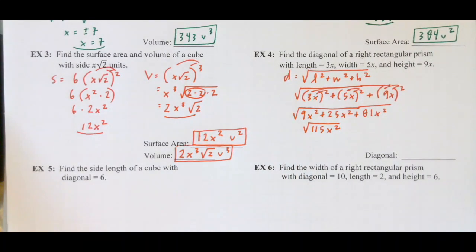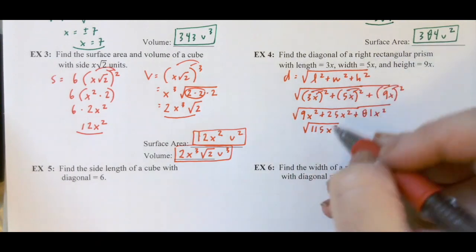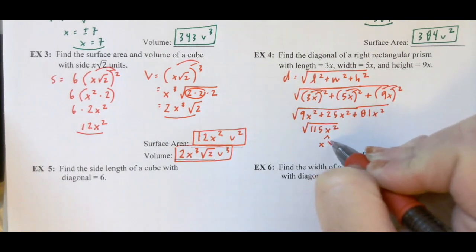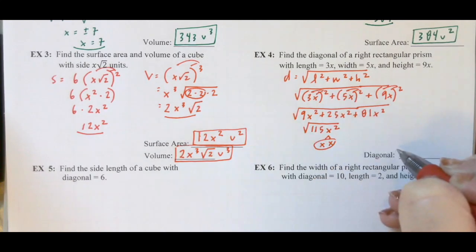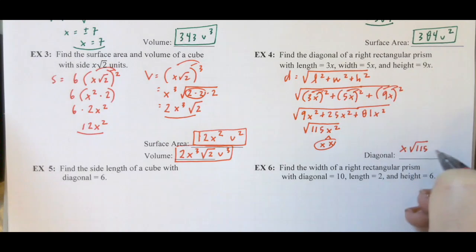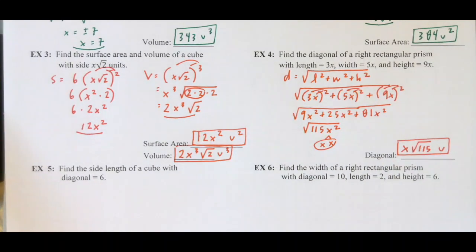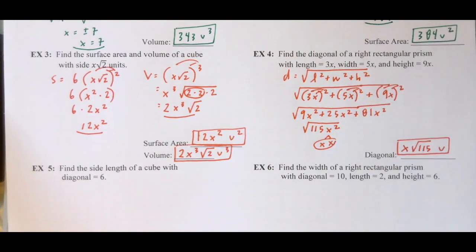So now I'm looking for pairs of the same thing. I'm not going to find it in 115, right? That's really 5 times 23. There's no pair of the same thing there. But I will see a pair of x's. So my answer will be x times the square root of 115 units. All right, we have 2 more on this page and then we'll do a little flip.